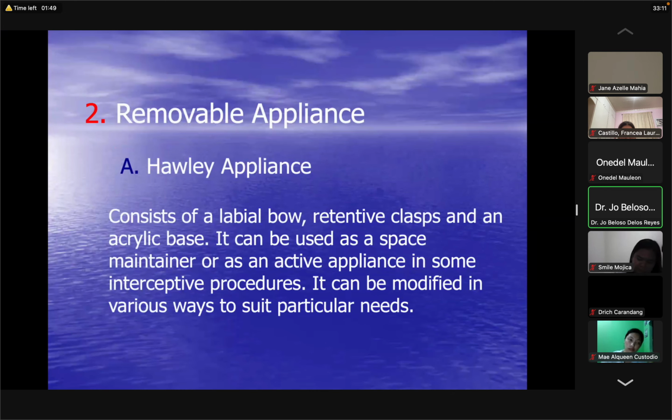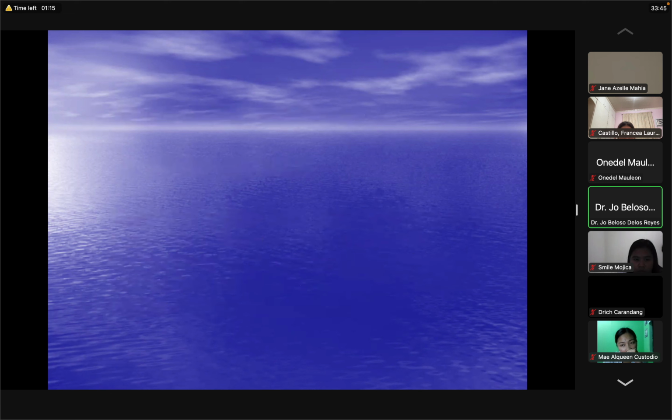Ito, this is a very popular appliance. Hawley appliance consists of a labial bow, retentive clasps, and an acrylic base. It can be used as a space maintainer or as an active appliance in some interceptive procedures. It can be modified in various ways to suit particular needs. Ang Hawley appliance, yan yung retainers na nasa mga ngipin nyo, yung parang wire na mayroong siyang canine loop, that's a Hawley appliance.